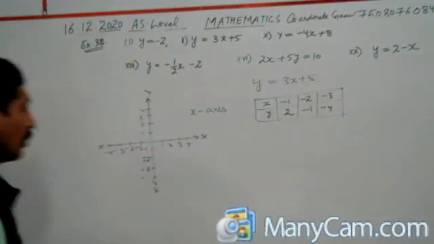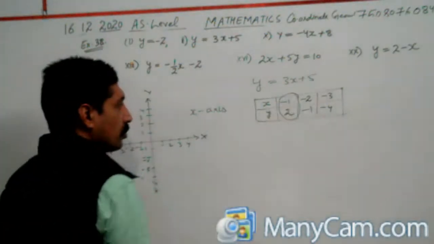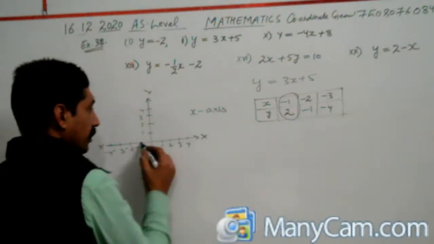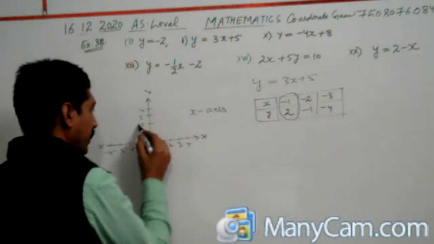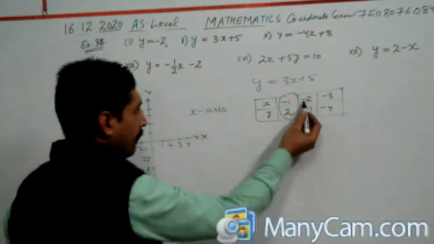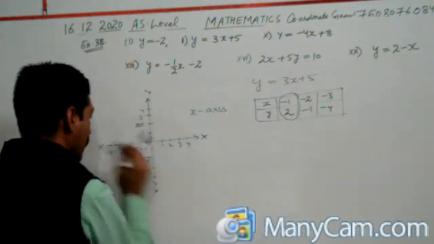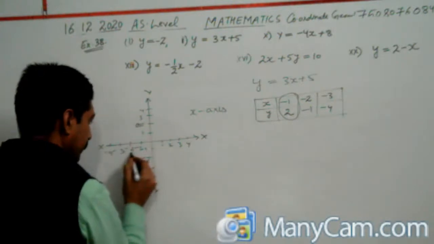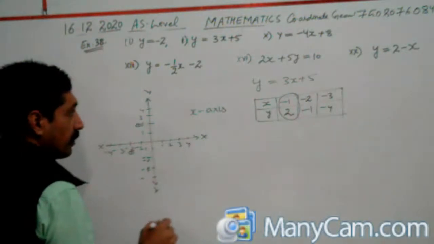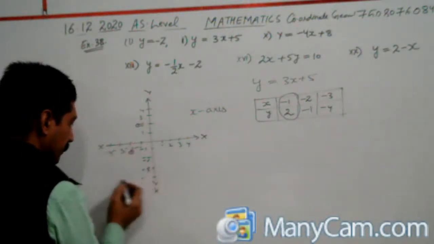So how to plot the graph? The first point is x is 0, y is 5. Then x is minus 1, y is 2. This is the point here. Second, x is minus 2, y is minus 1. Next, x is minus 3, y is minus 4.